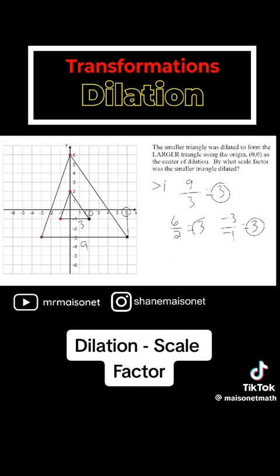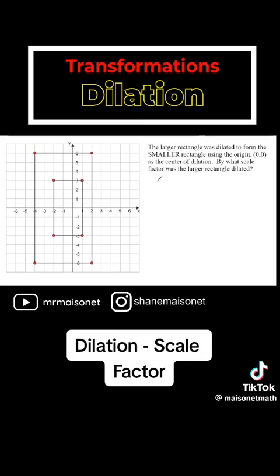All right, let's go ahead and do another example. All right, this problem states that the larger rectangle was dilated to form the smaller rectangle, which means we are taking a larger object and shrinking it down, which means our scale factor is going to be less than 1.